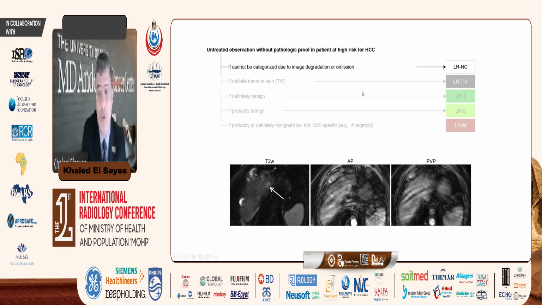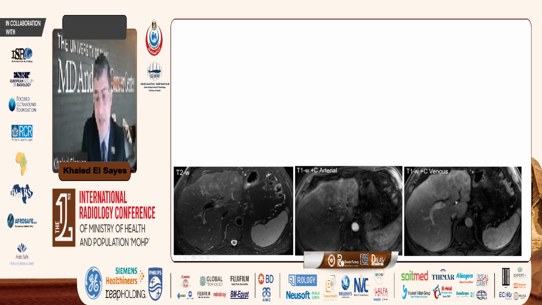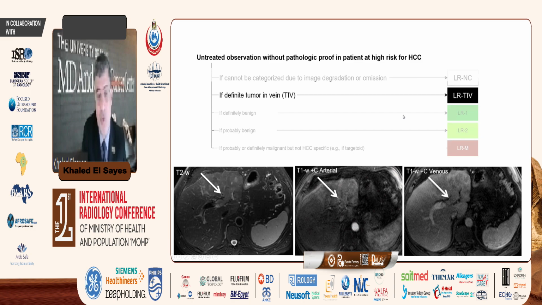What about whenever you see a tumor invading a vein like this? This is an infiltrative mass with a tumor thrombus within the left portal vein. What do you do about this? This is what's called LR-TIV, tumor in vein. We used to say LR5V in the previous version in 2014, but tumor in vein is more reflective of the tumor because this tumor could be either HCC or could be cholangiocarcinoma, because cholangiocarcinoma can arise on top of a cirrhotic liver and can also invade the vein.